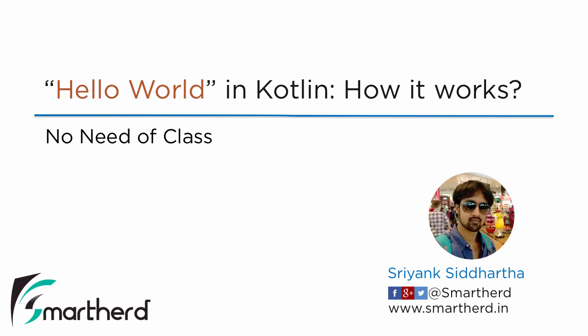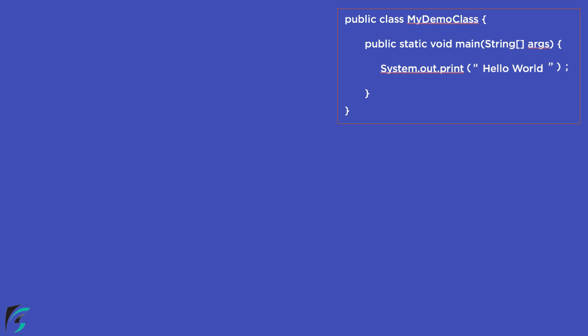What do we mean by this? Let us compare the Hello World code with the Java code. So here I have some Java code, public class some name, inside which I have the public static void main method, inside which I have the print statement of hello world, right? We all are aware of this.